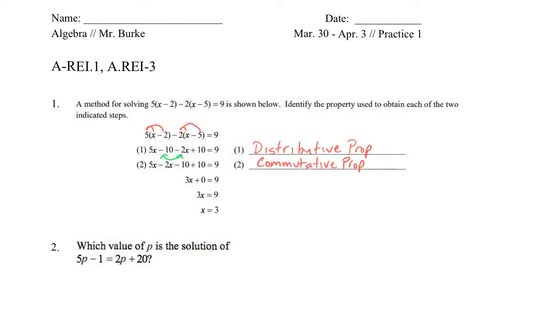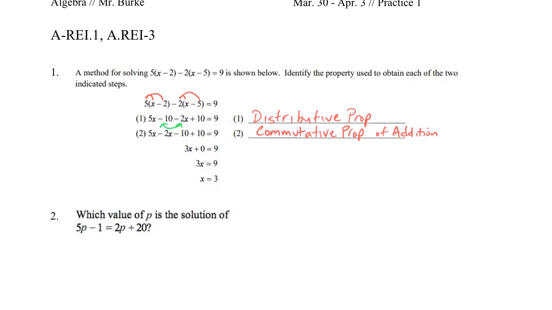Now, in this case, we're talking about something being added or subtracted. So this is actually the commutative property of addition. I don't think that that's super critical, but you should still be aware that that's addition and not multiplication in that case. All right, let's move on to number two.